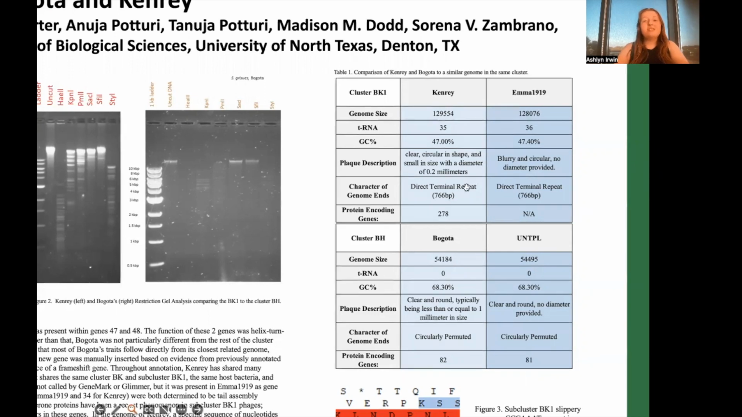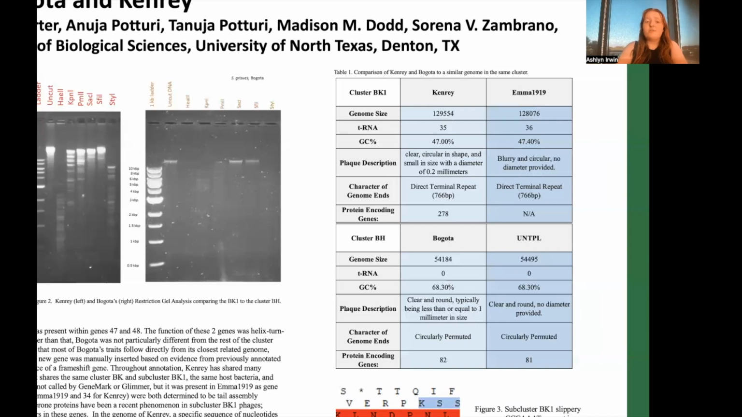All right, so let's go ahead and look at that genome size. For the genome size of Kenrey, it's going to be 129,554 base pairs long. For MN1919, though, it's 128,076 base pairs. The tRNA for both of these is going to be 35 for Kenrey and 36 for MN1919. The GC content being 47% for Kenrey and 47.4% for MN1919.